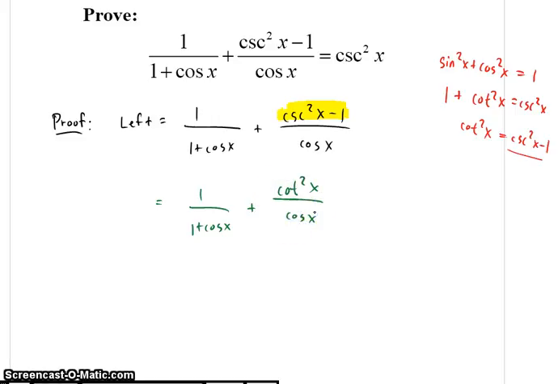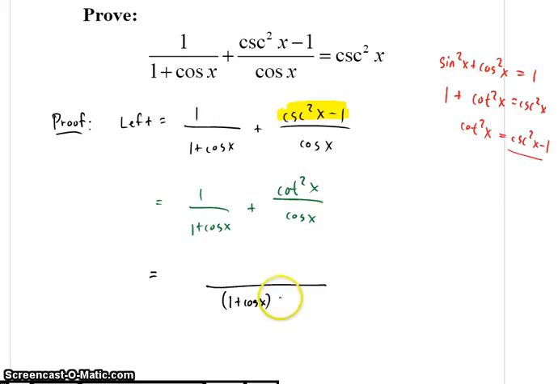All right, so I've got this. Now it's a matter of what to do next. I could change everything to sine and cosine. I could find a common denominator. I could do lots of things. So let's try a common denominator. I don't know what it's going to do at this point, but let's do something. My other option is to change everything to sine and cosine and see what happens. But I'm going to try a common denominator right now.